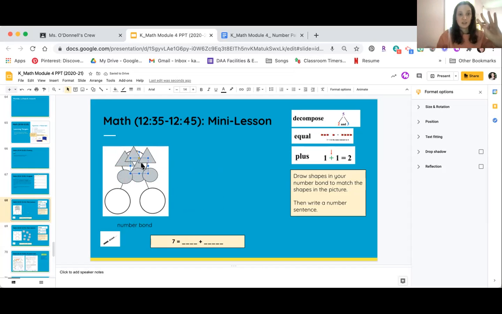You can also use your fingers to help you. 4 and 3. Did you get 7? If you did, give yourself some shine. If you didn't, you can change it to 7. So I have 4 triangles and 3 circles, and that made 7. 4 and 3 makes 7.